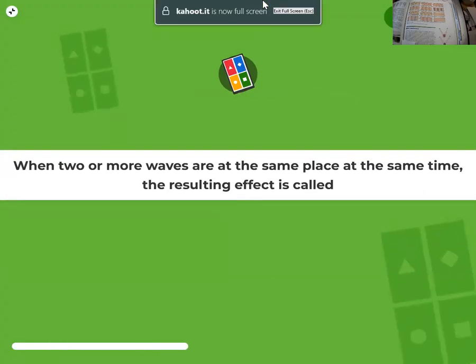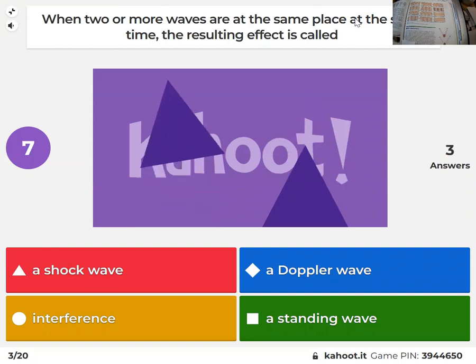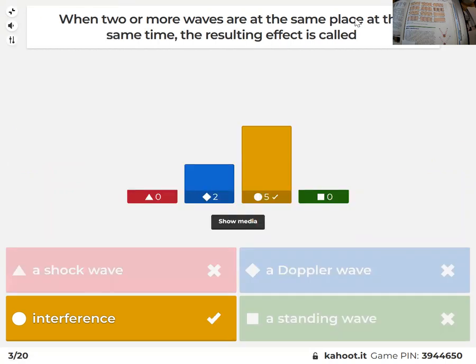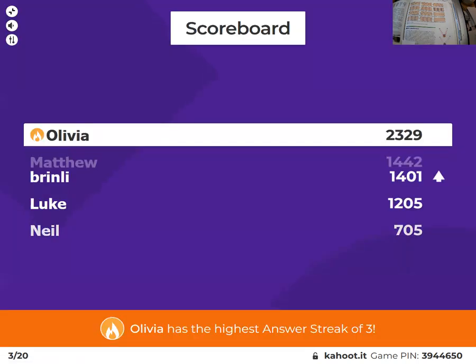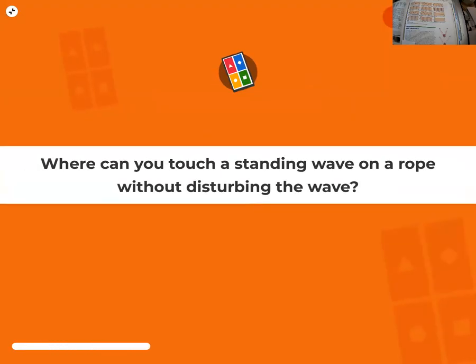Two or more waves, same place, same time. The resulting effect is called interference. You guys remember constructive interference, destructive interference? So you can add the amplitudes together for constructive interference. Interference creates interference patterns. We pulled out that ripple tank the other day.